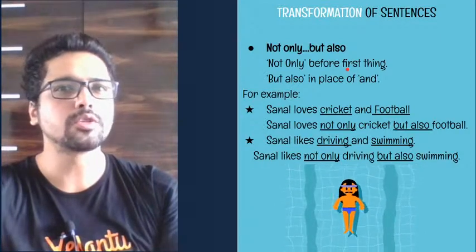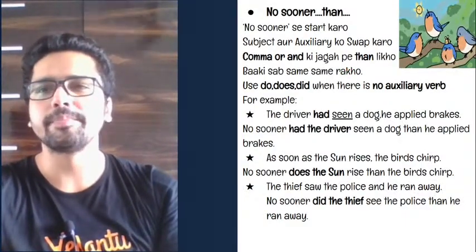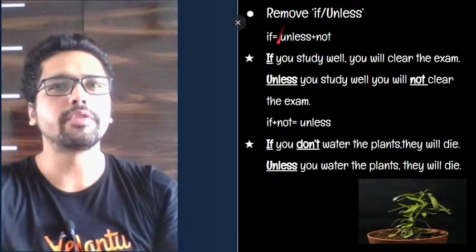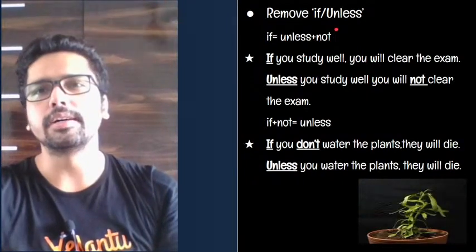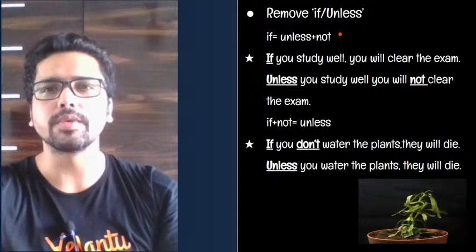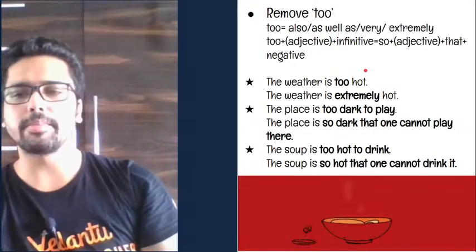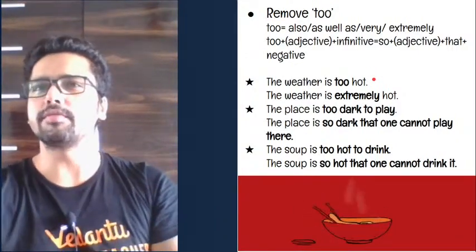The first type we understood was not only but also. We also understood the use of no sooner than, the sentence formation of no sooner than, the sentence formation of remove if or unless, transforming the sentences by adding if or adding unless and vice versa, and removing to. These are the four subtypes we have seen in the first session. This is something that we have already covered.